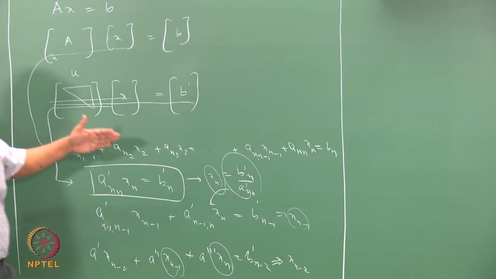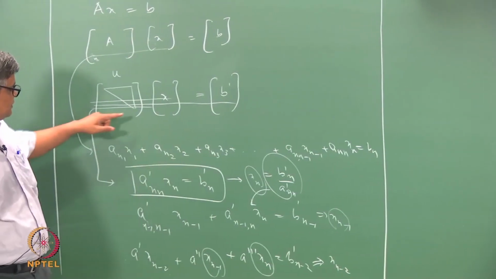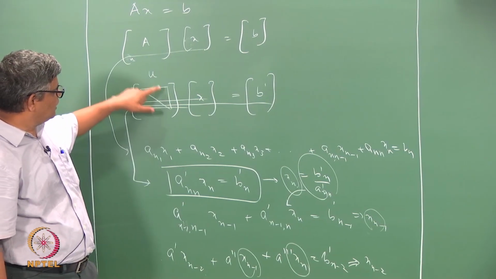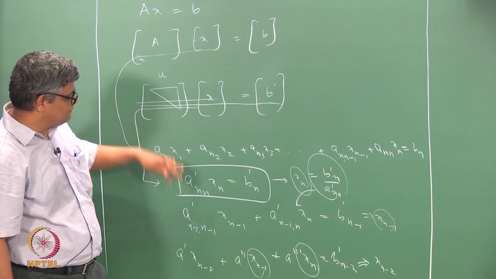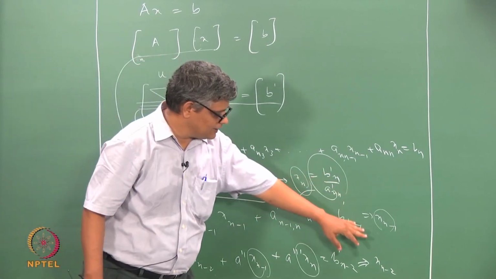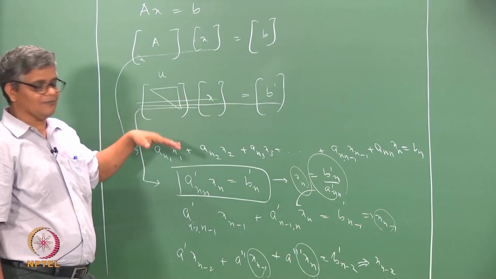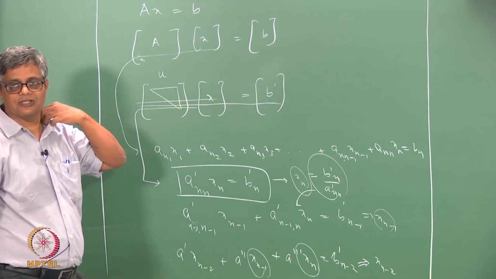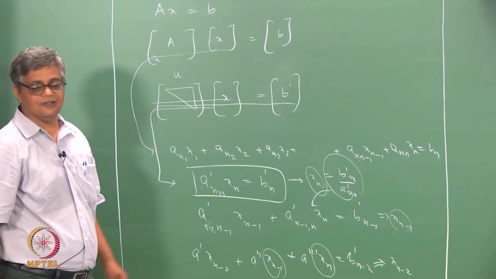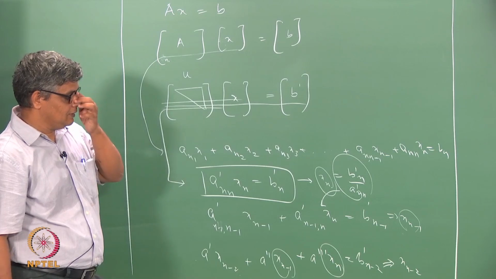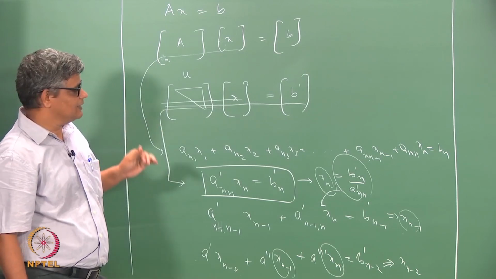So by successive back substitution starting from the bottommost equation, the last equation, all the way up, we can evaluate xn, xn minus 1, xn minus 2, all the way to x1 through substitution alone, which is very fast. So it won't take a large number of multiplications and divisions.